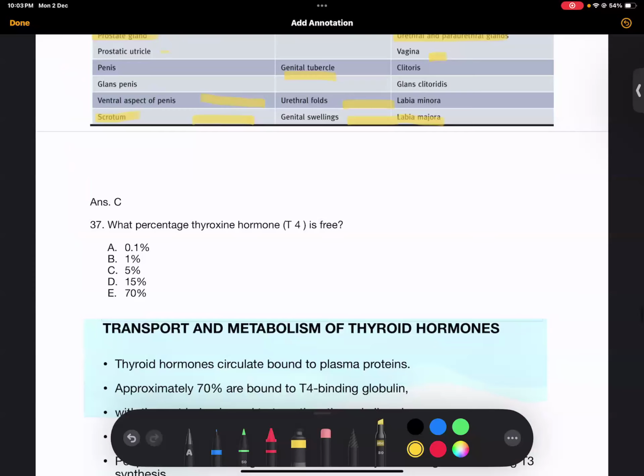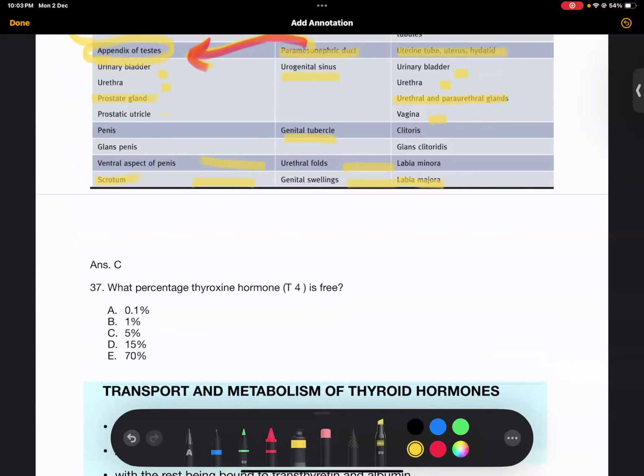Okay, so what percentage of thyroxine hormone is free? Like 0.1%, 1%, 5%, 15%, or 70%?